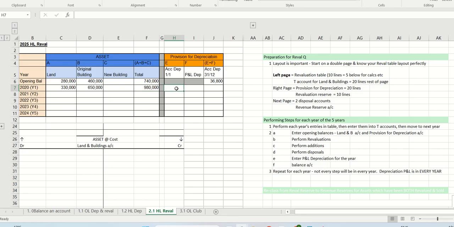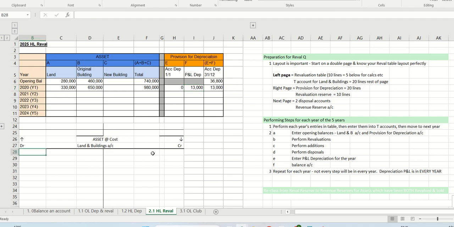When you do a revaluation, as we know from Ordinary Level, you wipe the depreciation. So the opening depreciation, we will be removing in a minute when we do our T accounts. It'll go to zero. And our depreciation for the year will be just the original building, not the land, by 2%. And our depreciation at the end of the first year is just going to be this one year's depreciation of 13,000. Okay, so we've completed our table for year one.